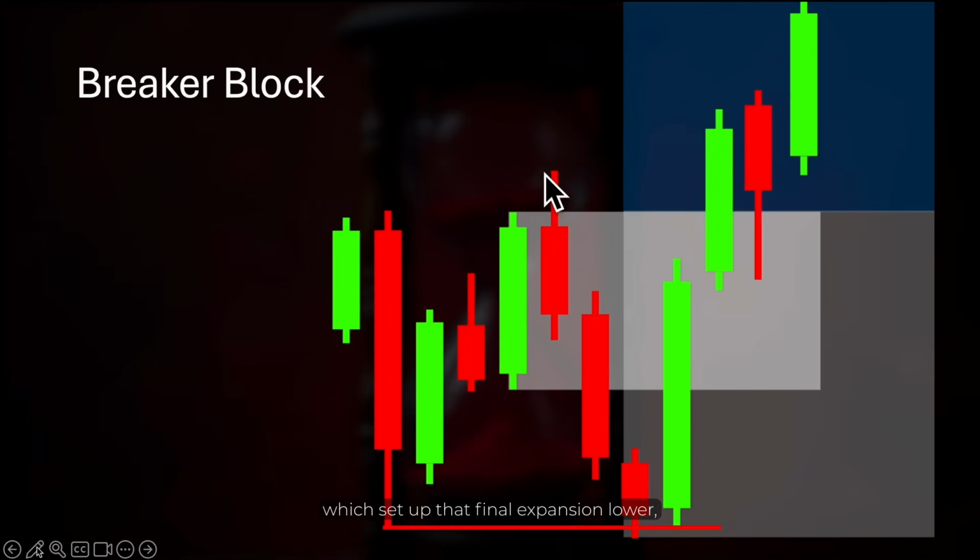that final expansion lower, the last upclose candle right here becomes our bullish breaker. When the market retraces into that upclose candle, that right there is our potential buying opportunity. Our stop loss gets placed below the smart money reversal right here, and that's the safest stop which there is.